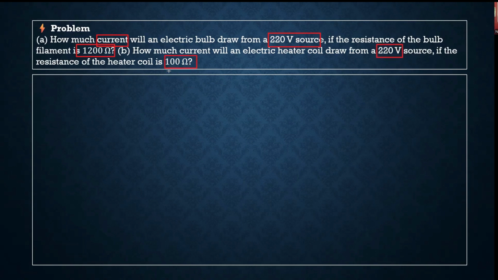So what is given here? Current we need to find out. Resistance is given, voltage is given. So we have to use Ohm's law here. Ohm's law can be represented as current is equal to voltage divided by resistance.